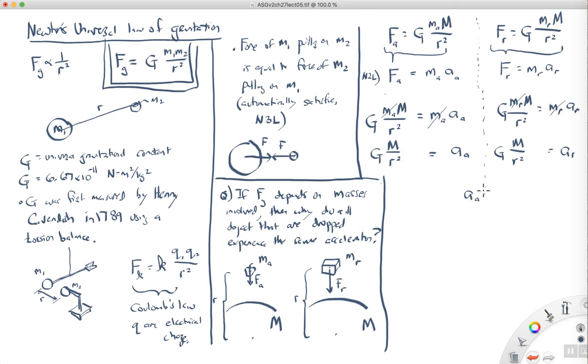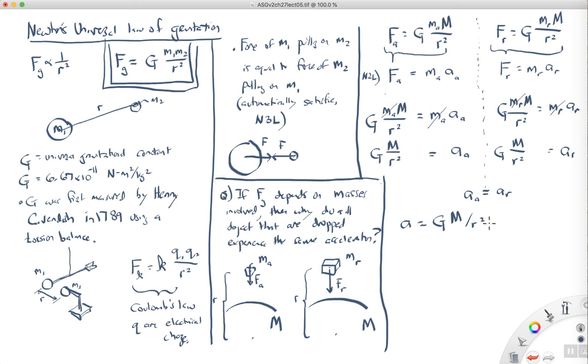The acceleration of the apple is equal to the acceleration of the rock. It is because, although the force depends on the mass, the response to the force also depends on the mass in such a way that the masses cancel out and you get the exact same value for the acceleration. In fact, the acceleration that both feel, we call that a, it's equal to G times the mass of the Earth divided by the distance to the Earth squared.